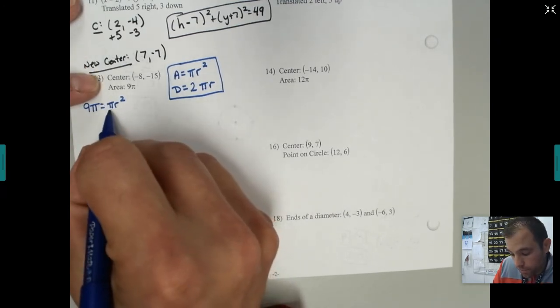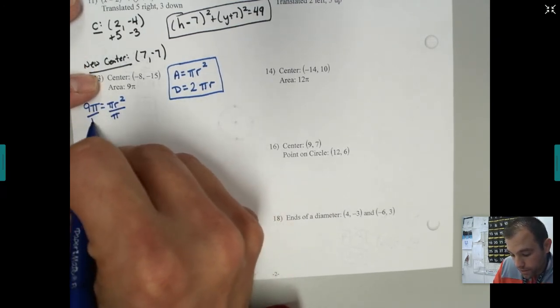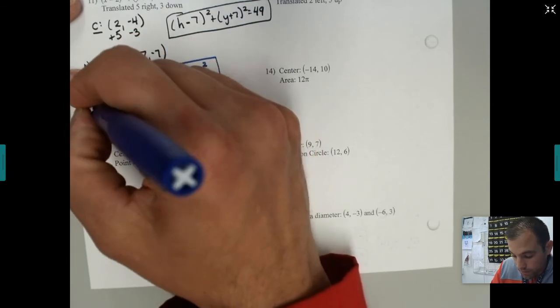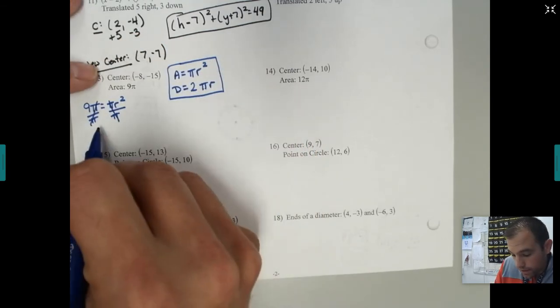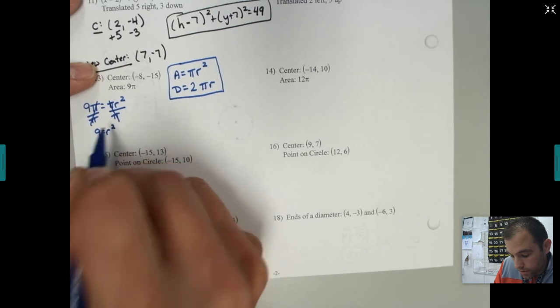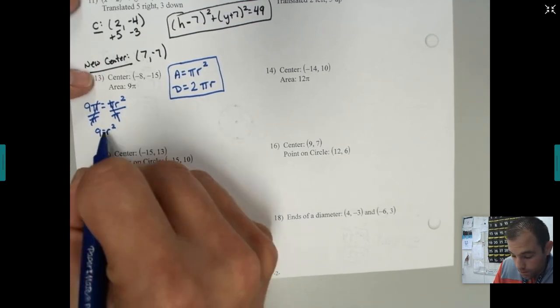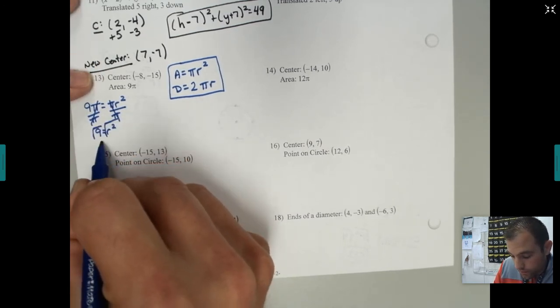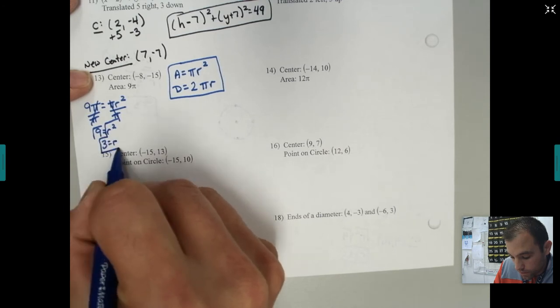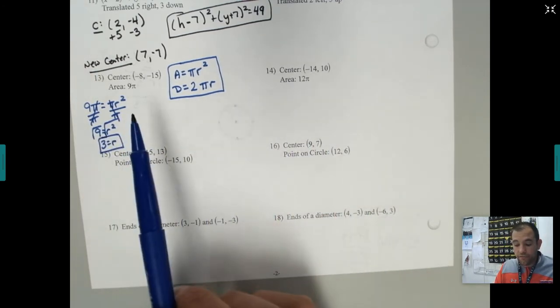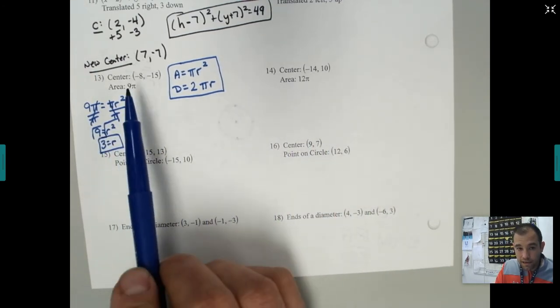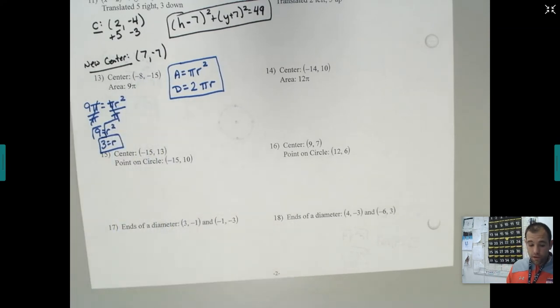So first I have to get r by itself. So divide by pi. That way the pi's would cancel. So I get 9 equals r squared. Then square root it to get r by itself. So 3 equals r. And I'm done. Right? I have now figured out what r is, and I know the center. So now it is exactly like the first problems that we did.